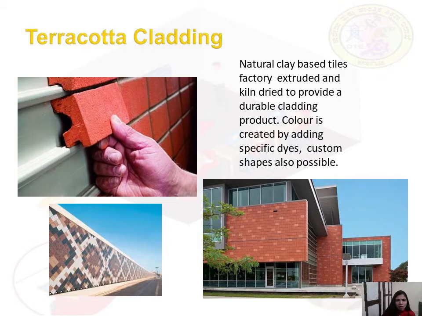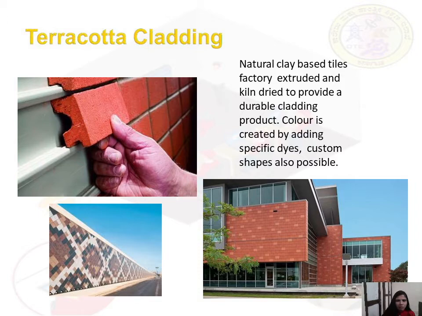It's one of the important claddings which you have in your syllabus. Here in the terracotta cladding, natural clay based tiles, factory extruded and kiln dried, are provided on the exterior walls to provide a durable cladding product. Color is created by adding specific dyes. Your own color can be made. Custom shapes are also possible. That means the shapes of the tiles can also be altered as per your requirement.